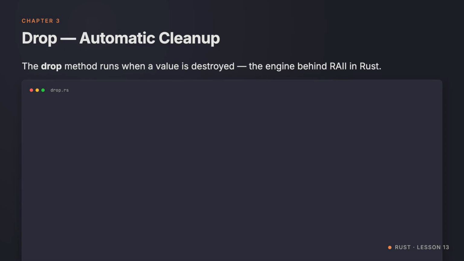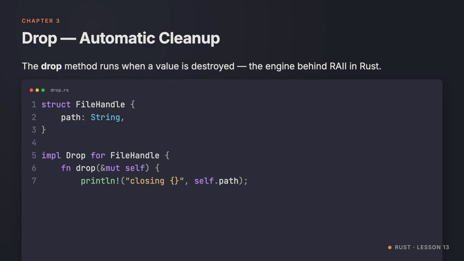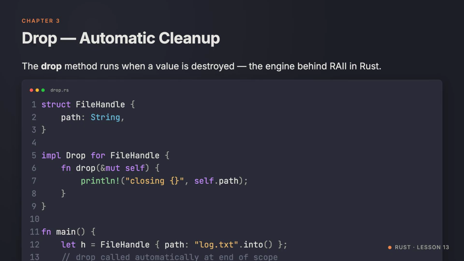The Drop trait lets you customize what happens when a value goes out of scope. Implement the drop method, and Rust calls it automatically exactly once when the value is destroyed. This is Rust's version of a destructor, and it's how every smart pointer in the standard library does its cleanup. Box frees heap memory. Rc decrements its count and possibly frees if it hits 0. MutexGuard unlocks its lock. File closes its handle. You rarely implement Drop yourself in application code.